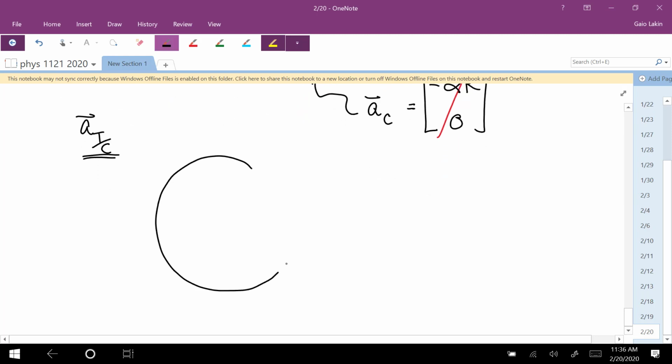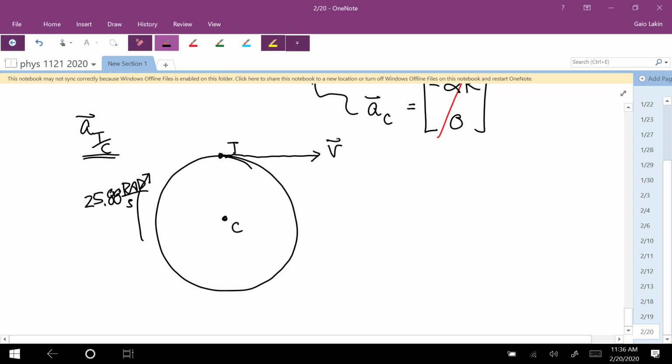And that's a circular motion problem. So here's the center, here's the top. We know that it's moving clockwise at 25.88 radians per second. So the velocity is this way. Is there a tangential acceleration? No. Centripetal always goes toward the center. So centripetal acceleration is down. That's also going to be our total acceleration.